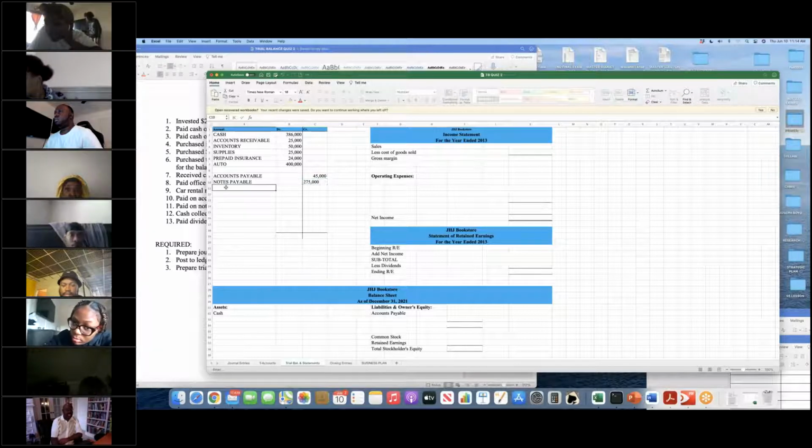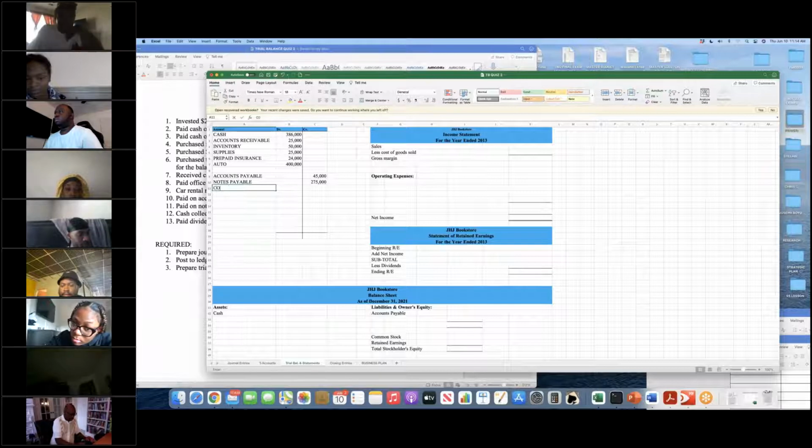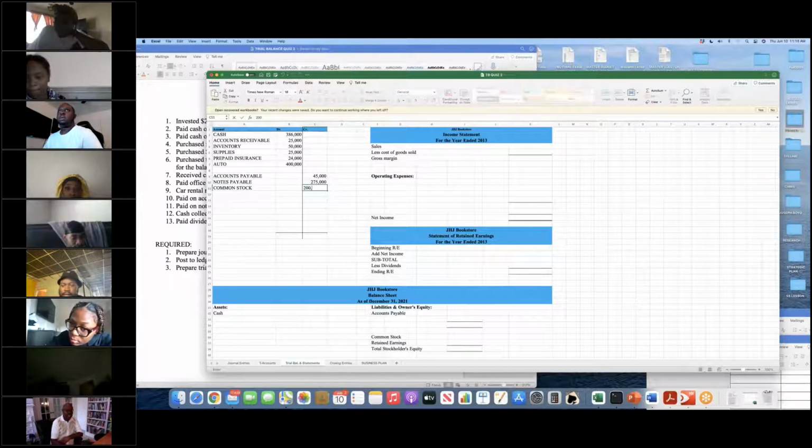And what's next? Common stock, and it'll be credited 200,000. And I'm going to sneak in here retained earnings.